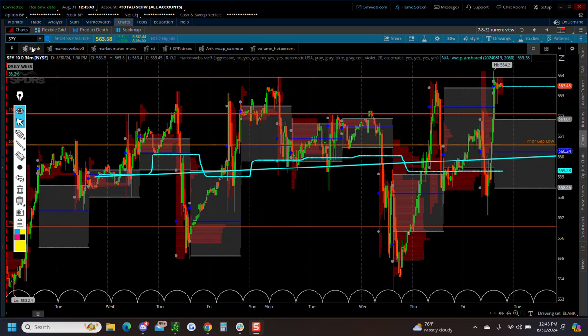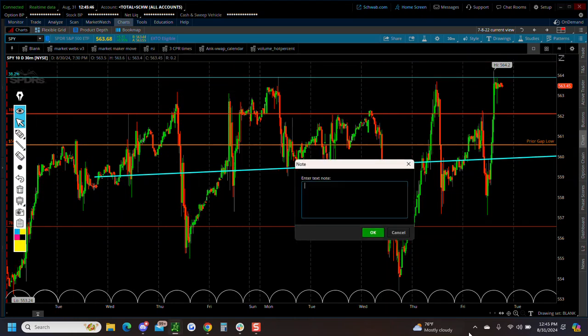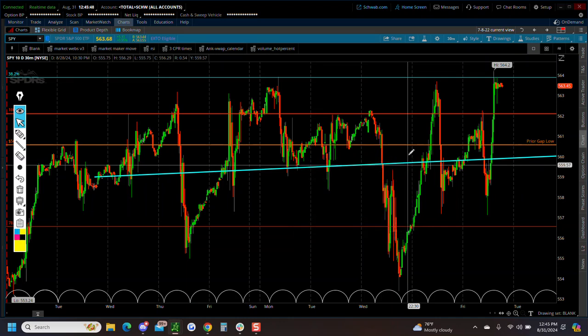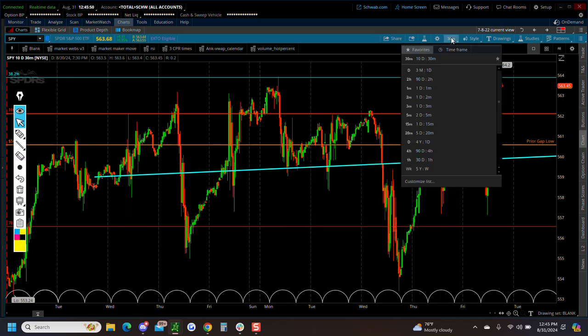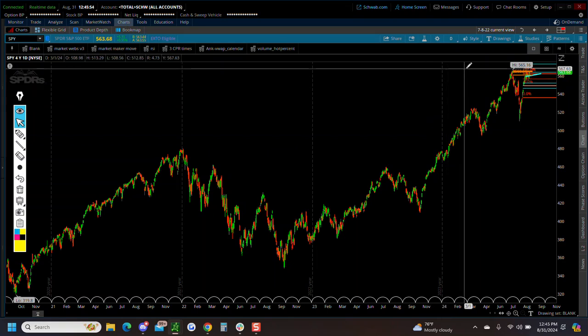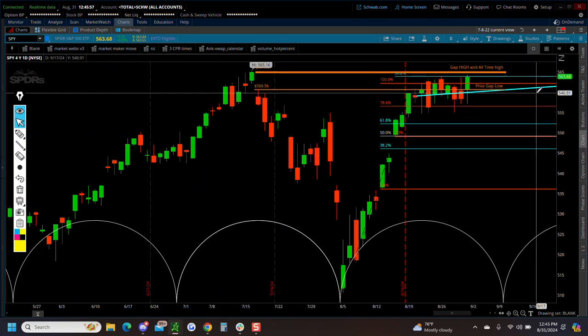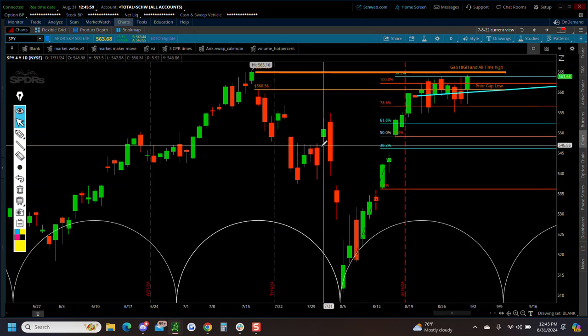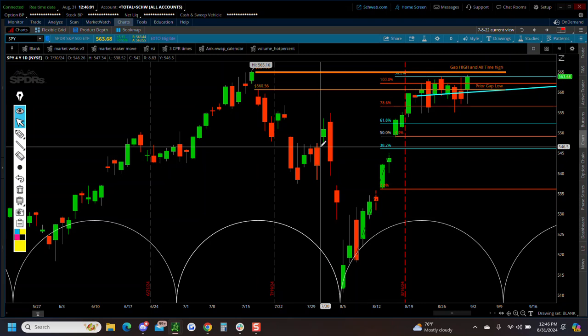Now I'm going to go back to the blank here on SPY, and now we're going to talk about the time cycles. If you go over here on the daily again, I don't think I want to use that. Let's see here. Yeah, so this is a good one. We're going into a double top.